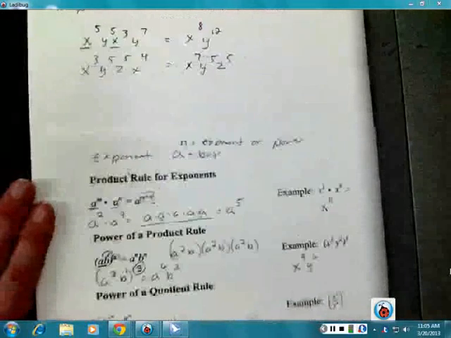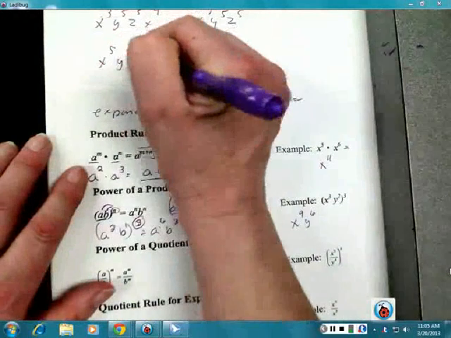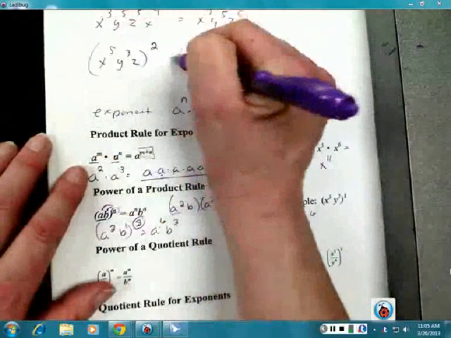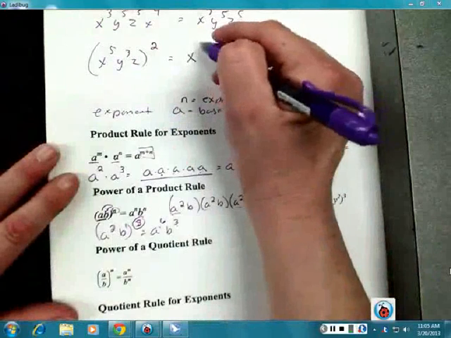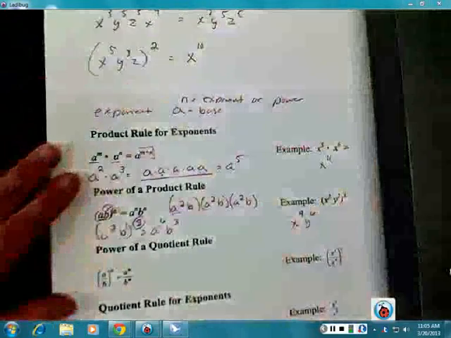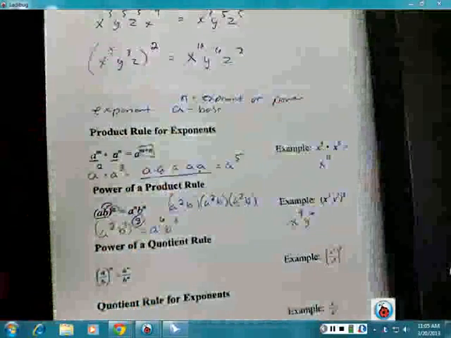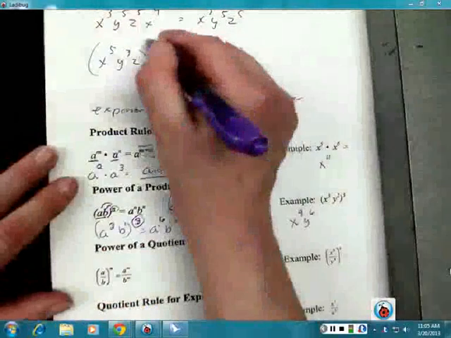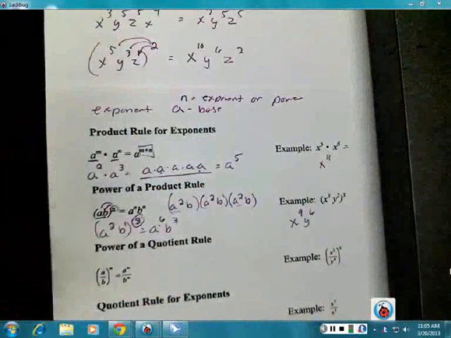So some more examples of that one might be x to the 5th, y to the 3rd, z, all raised to the 2nd. What would I get with that one? X to the 10th, y to the 6th, yes, and z to the 2nd. Yeah. So all I have done is multiplied each of my exponents, and the z had a 1 on it, by 2 to get my answer out of that. Okay? So that's what happens to that one.